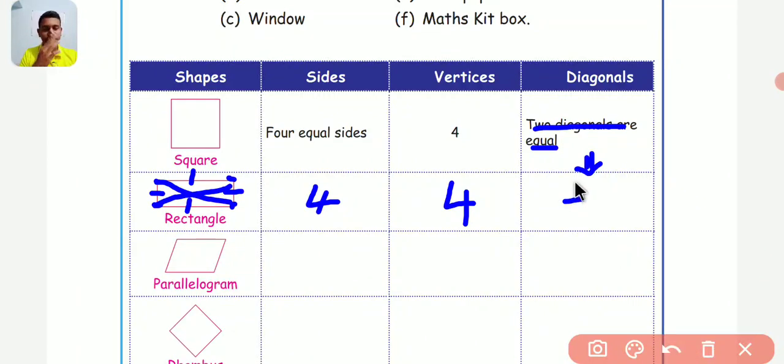Next one, parallelogram. How many sides are in a parallelogram? Shall we count? 1, 2, 3, 4. 4 sides.